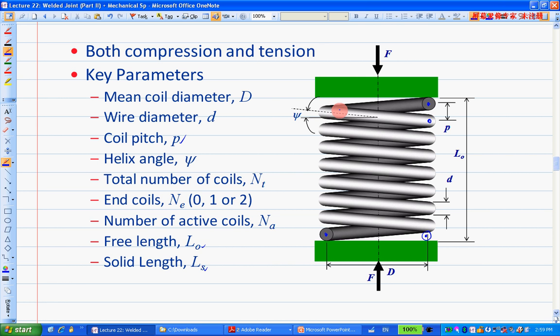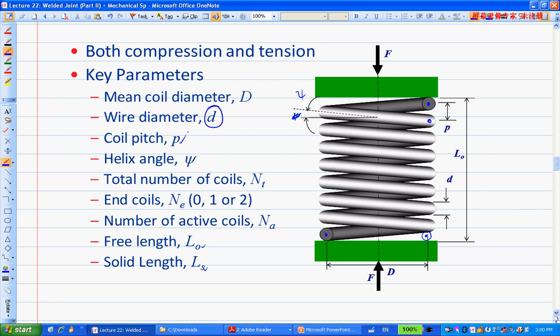Helix angle. I think the helix angle should be this one, but anyway. The helix angle is basically the angle between the helical curve and the vertical axis of a rotation. That's the helix angle here. As a matter of fact, we're not going to use this one here.